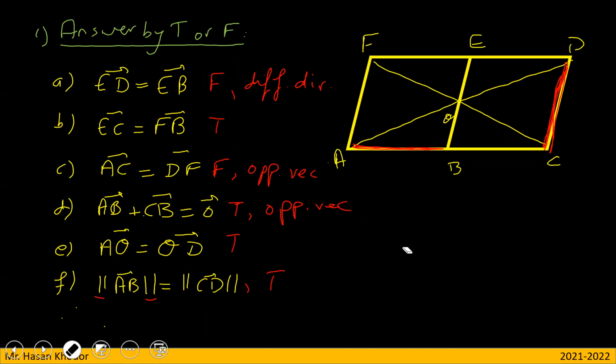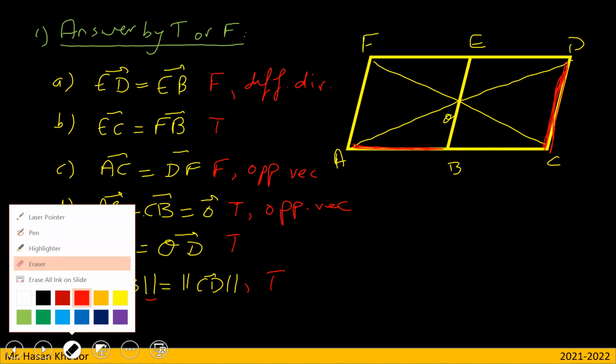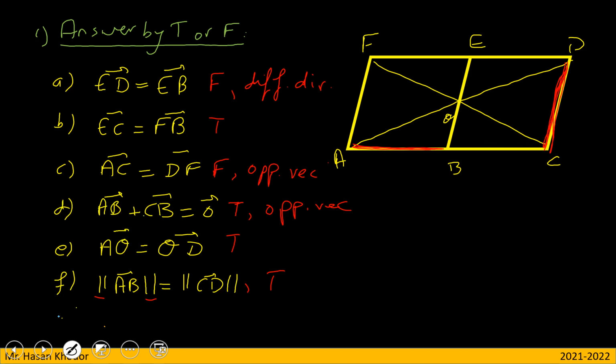How did we know that they have the same magnitude? In the given figure, it is made up of two rhombi. ABEF is a rhombus and EBCD is a rhombus, and all the sides here are equal. So AB is equal to BC is equal to CD. So they have the same magnitude.